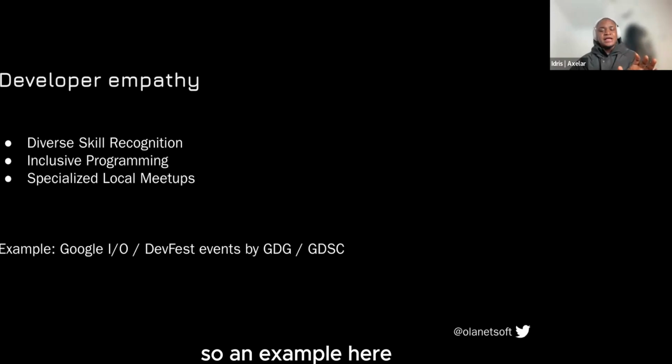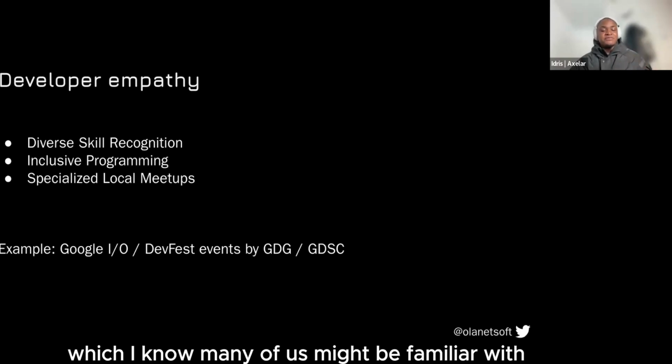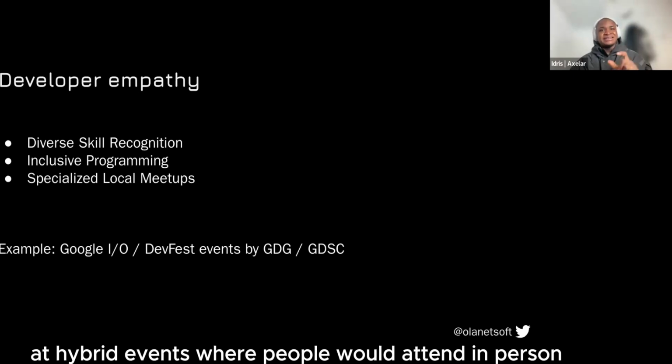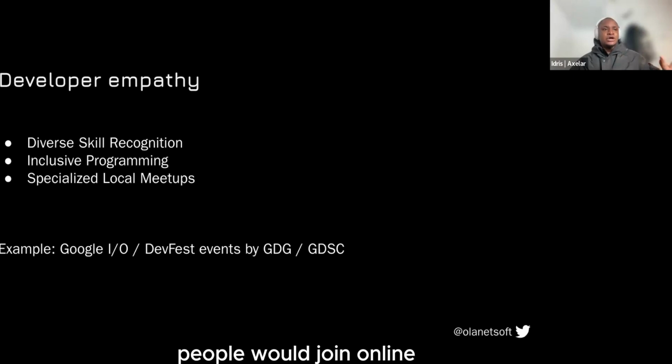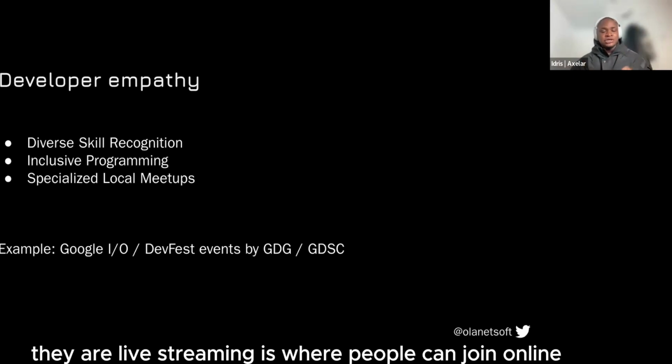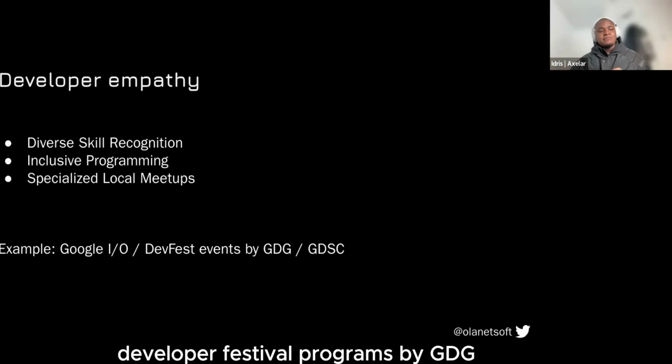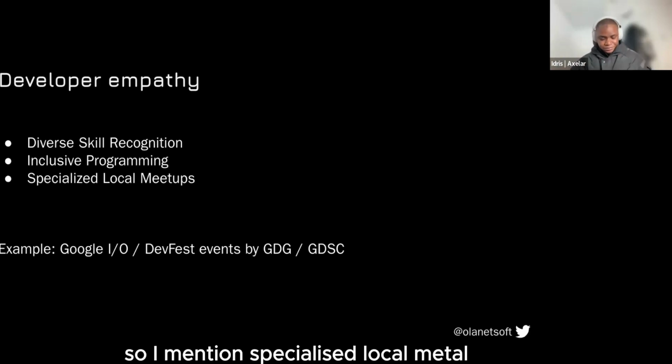An example here, which I know many of us might be familiar with, is Google I/O. I'm using Google I/O because they do a hybrid event where people attend in person, people join online, and they also live stream it. But let's take a look at developer festival programs by GDG. I mentioned specialized local meetups.